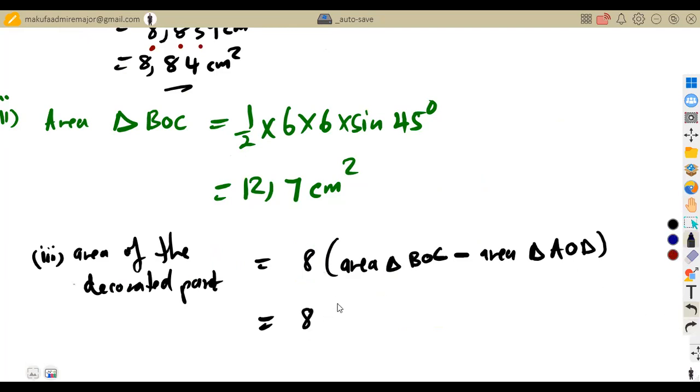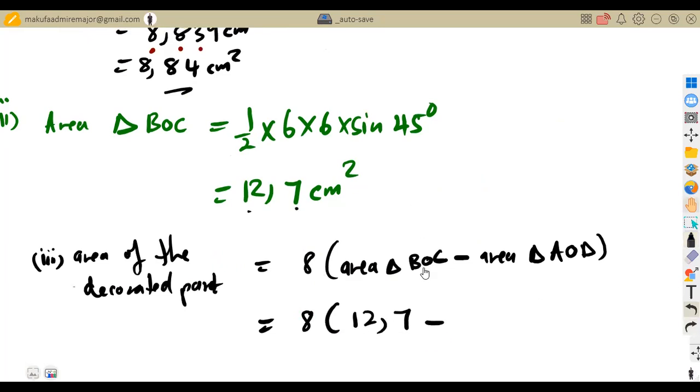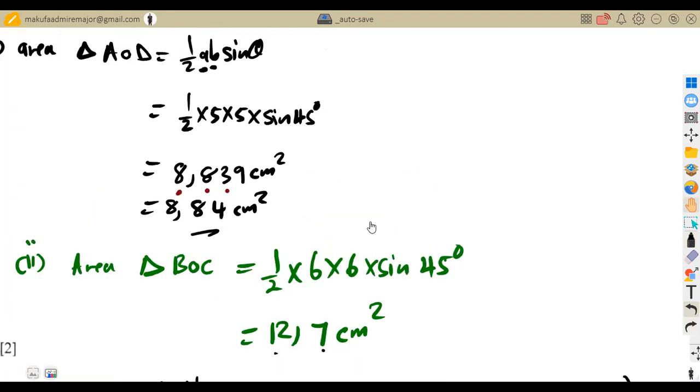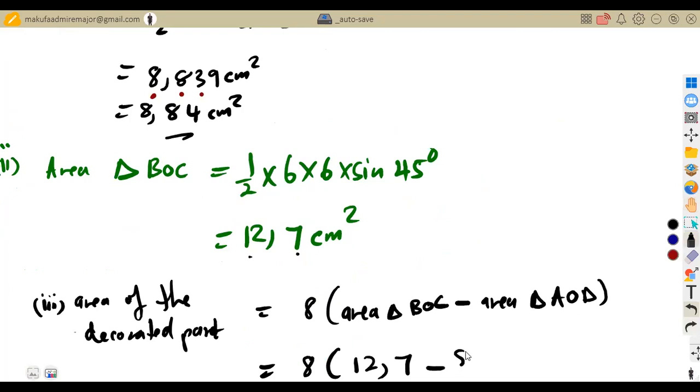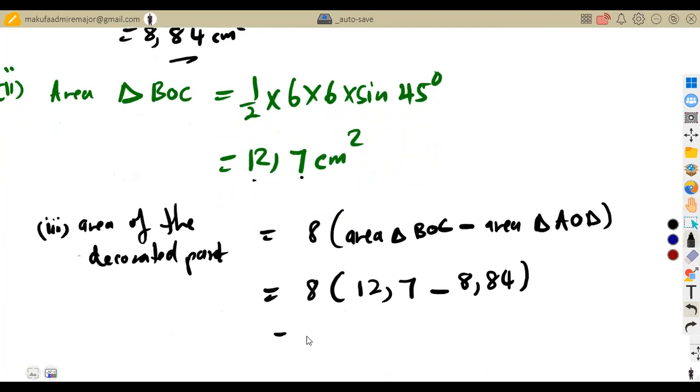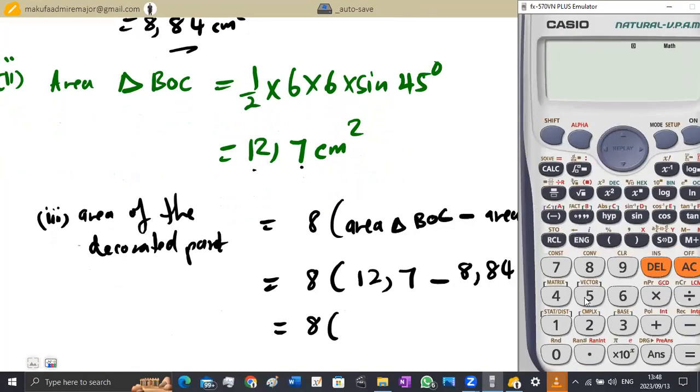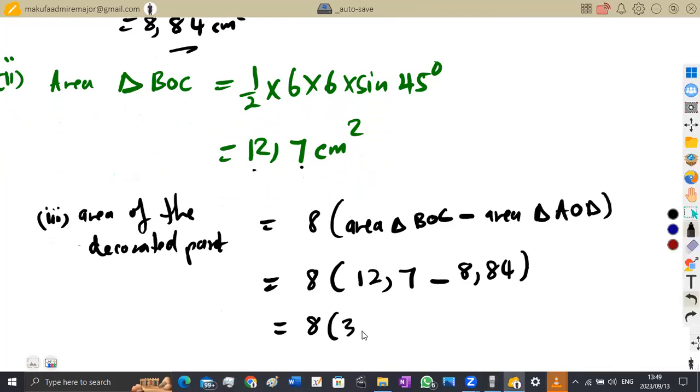So we are simply going to subtract the area of triangle AOD, which we calculated as 8.84, from the area of triangle BOC, which we calculated as 12.7. This is going to give us the area of the decorated part. That was the whole idea of our question. If we simplify, what are we going to have at the end? We subtract 12.7 minus 8.84, and we obtain 3.86.